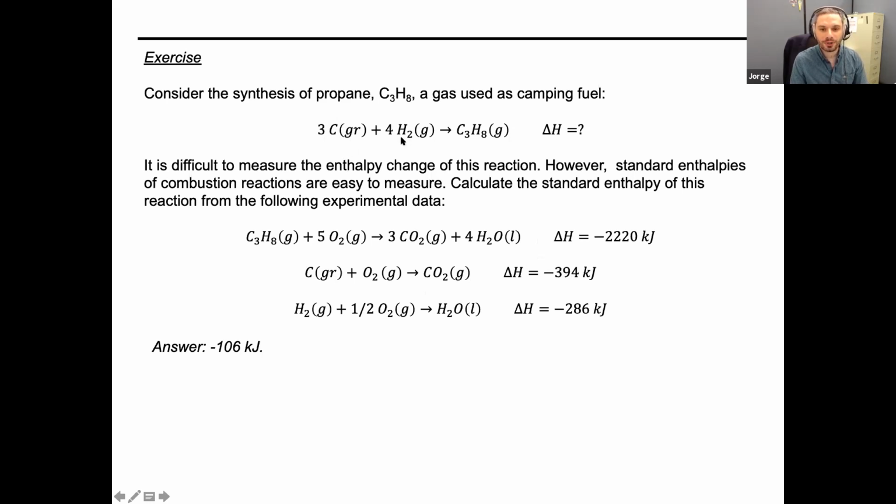Finally, hydrogen. We need to have 4 hydrogens, and here in the third reaction, we just have 1. So to match the third reaction with the problem reaction, we multiply the whole reaction by 4 and the delta H by 4 as well. Okay, so now each individual step matches the problem reaction, and from there you just add them up.